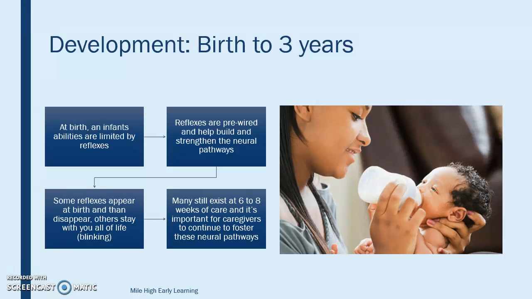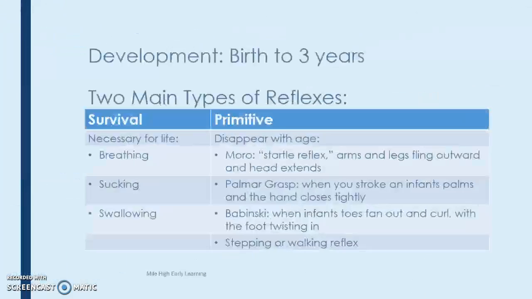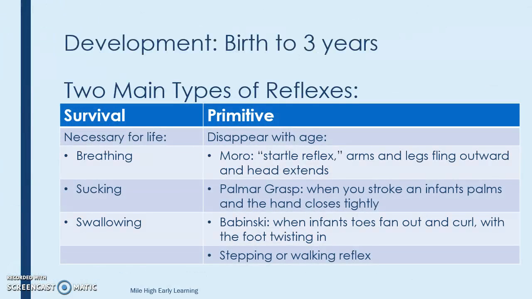Some of these reflexes are going to appear at birth and then disappear. Others are going to stay with you your whole life. So blinking is an example of a reflex that stays with you. However, there are a lot of reflexes that still exist in the 6 to 8 weeks mark for infants, and so it's really important that caregivers continue to help foster those neural pathways. So here's a list of the reflexes.